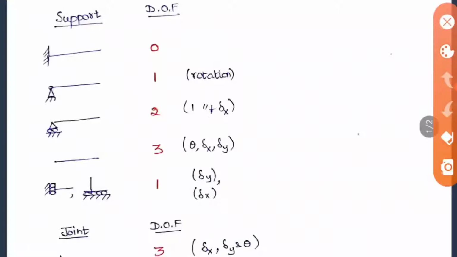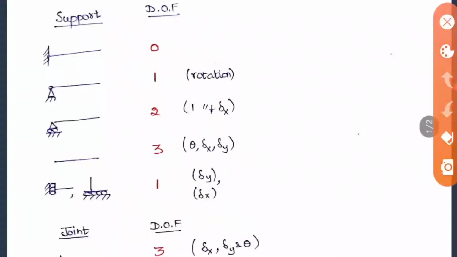And then for a hinged support we have two reactions, one vertical and one horizontal, so it is free to move along the rotation alone. So it is a rotation, only one. You can check the same for all the supports: it will always be 3 minus the number of reactions. For a roller support it is 2, one rotation and one translation along the x-axis. And for a free end it is 3: the rotation, and the deflection in x and y can also happen.